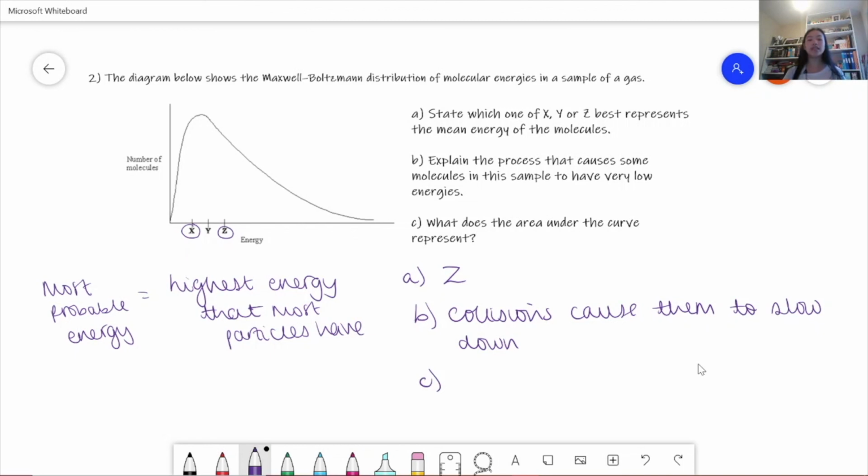And then for C, what does the area under the curve represent? Now this is a very important point because it's really easy to trip up on what this area actually represents. And the area represents the total number of molecules in the sample.